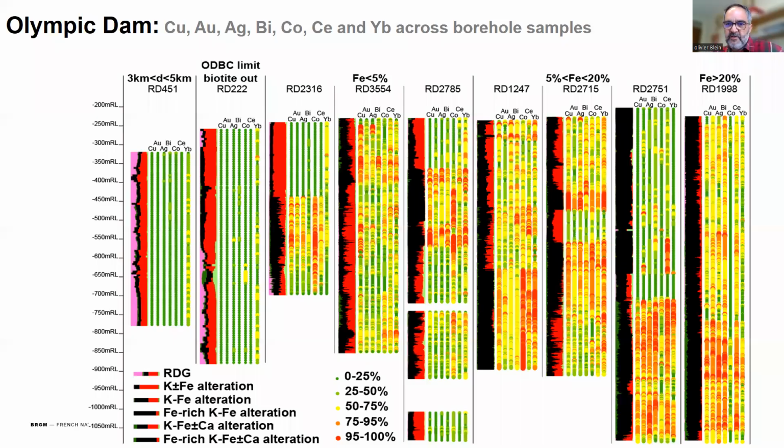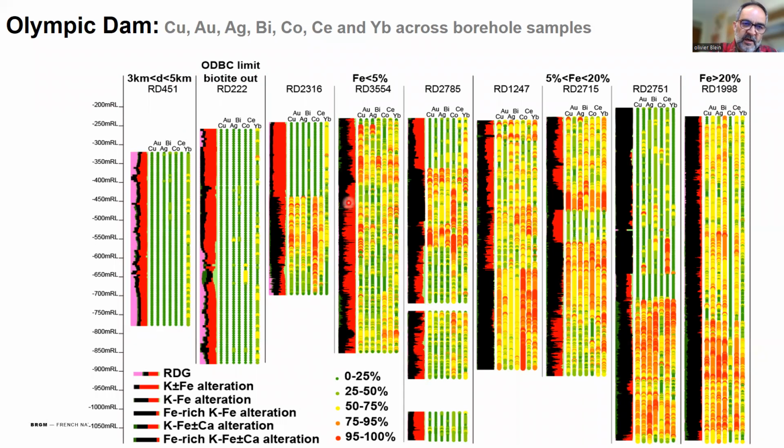This figure is a graphic representation of alteration using cationic barcodes and the concentration of selected metal and trace elements from boreholes of the Olympic Dam breccia complex. Here we are outside of the Olympic Dam breccia complex, and on the right we are in the core of the Olympic Dam breccia complex. The main purpose is to visualize the association between metal enrichment and alteration phases.